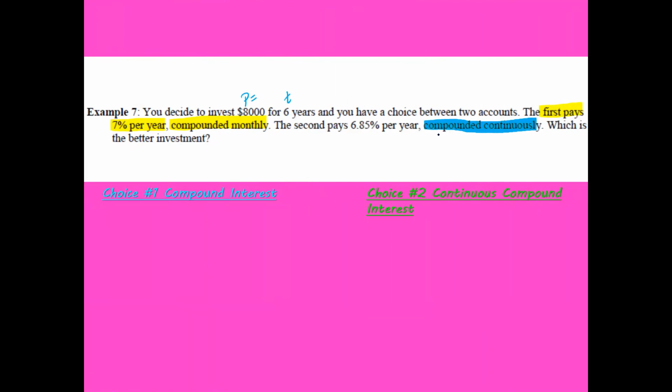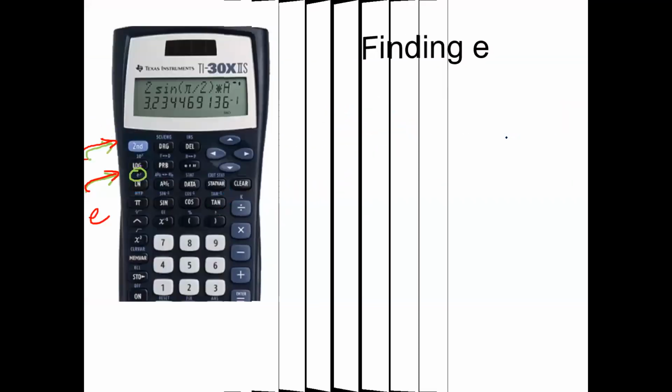And you have a choice between 2 accounts. The first pays 7% per year, compounded monthly. The second pays 0.0685, and it's compounded continuously. So if it's compounded continuously, it's the A equals PERT formula. Which is a better investment? Both of them have some really interesting things.